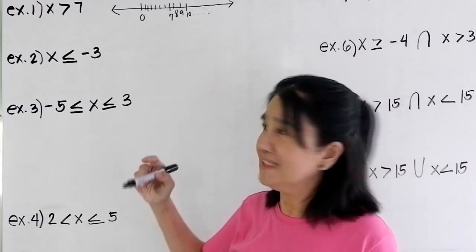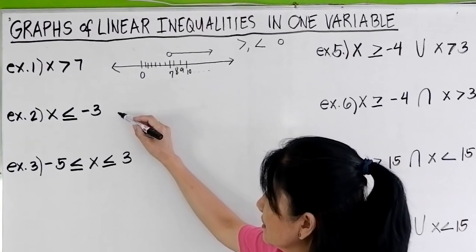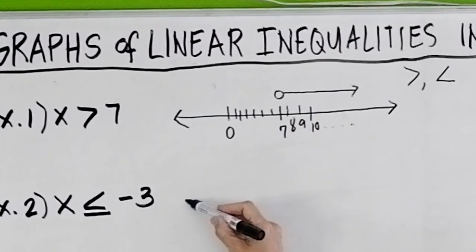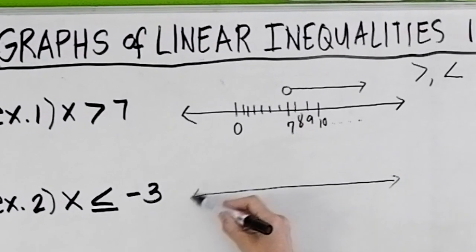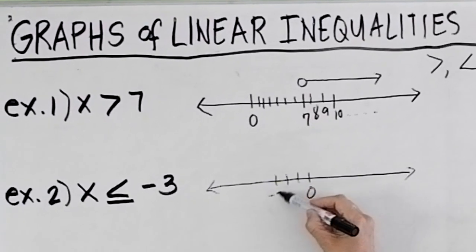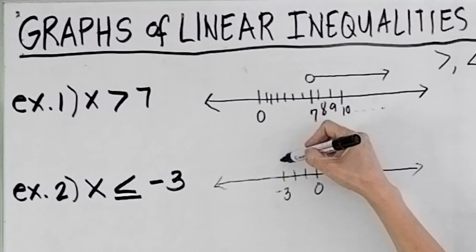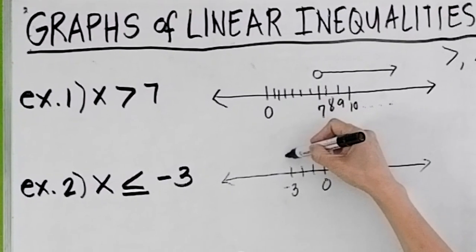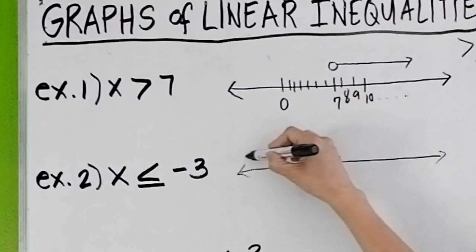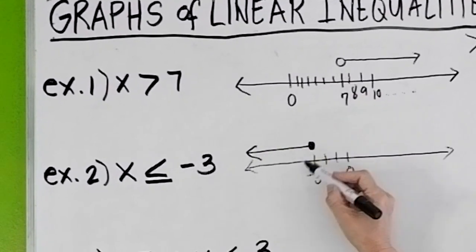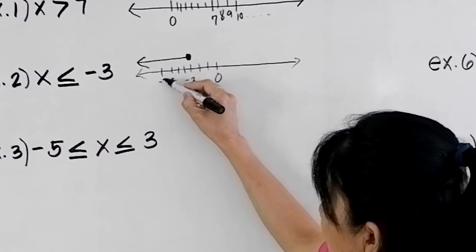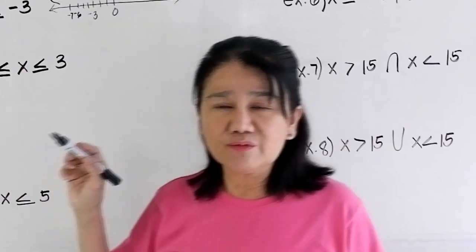So let us say you have here in the second example, x is less than or equal to negative 3. So we use the number line. Let's say our zero is here, negative 1, negative 2, negative 3. And then we want all the numbers which are less than or equal. So shade this. The numbers which are less than or equal to negative 3 are on the left side. Meaning to say you have here negative 4, negative 5, negative 6, negative 7, negative 8, up to negative infinity.